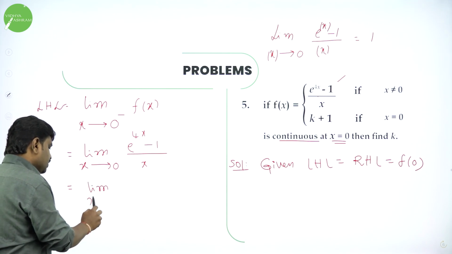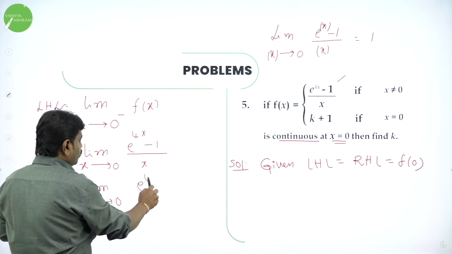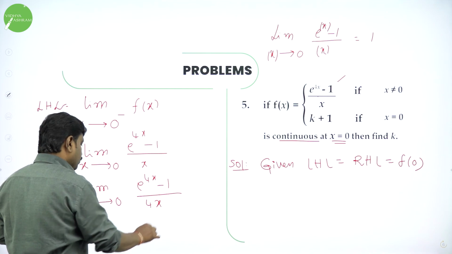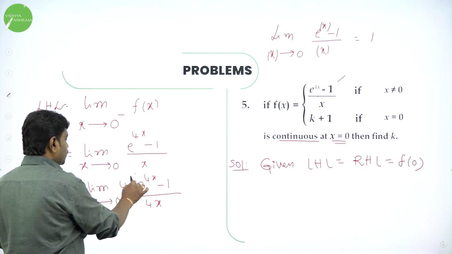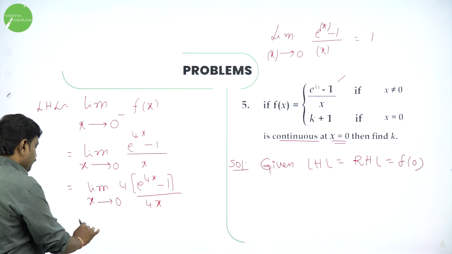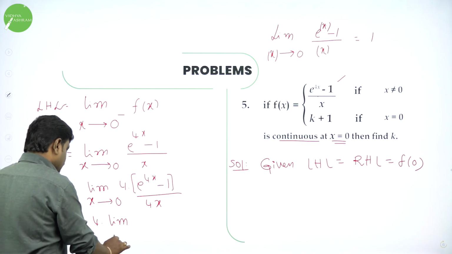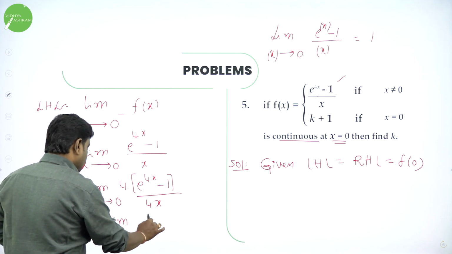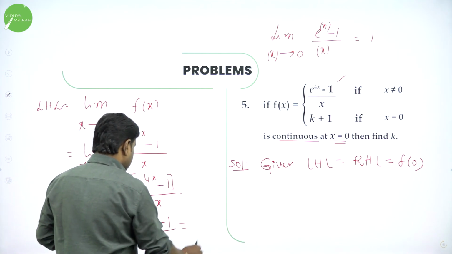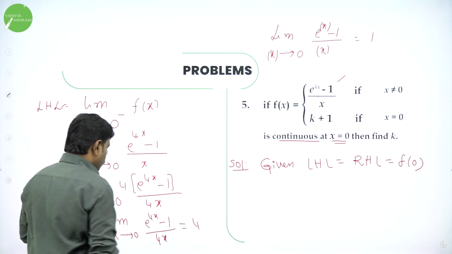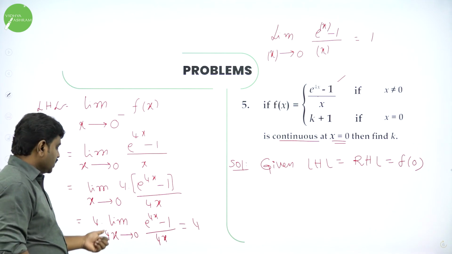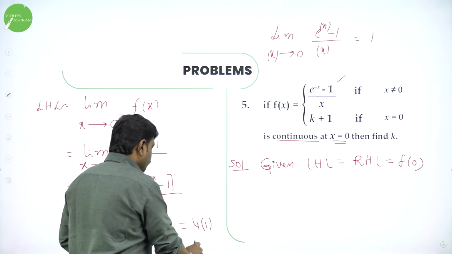So now I'll write limit x tends to 0, e power 4x minus 1, let it be, and this is x, so divide and multiply by 4. So I'll introduce 4 here and multiply 4 here. Now this is constant, take this 4 outside. So I'll be having 4 times limit x tends to 0, e power 4x minus 1 by 4x. Now you can see this is 4x, this is 4x, and you can write 4x tends to 0. If these are the same, answer is what? 4 into 1. 4 into 1 is 4.